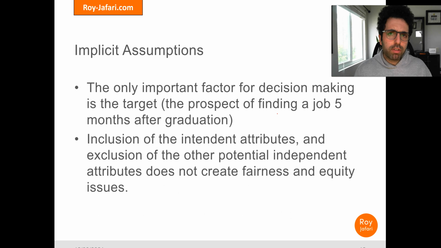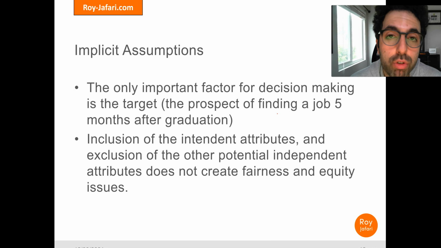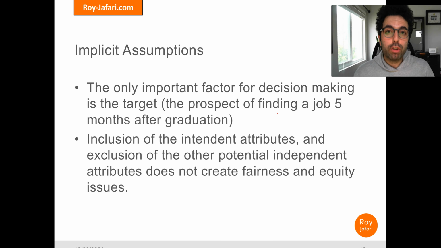So what are some assumptions? These are only examples; there could be more. For instance, the first assumption is that the only important factor for decision making is the target, the prospect of finding a job five months after graduation. This is assumed to be the most important factor for decision making if we were to use this model for direct decision making. Then we're also assuming that including or excluding some attributes here is not going to create fairness concerns.